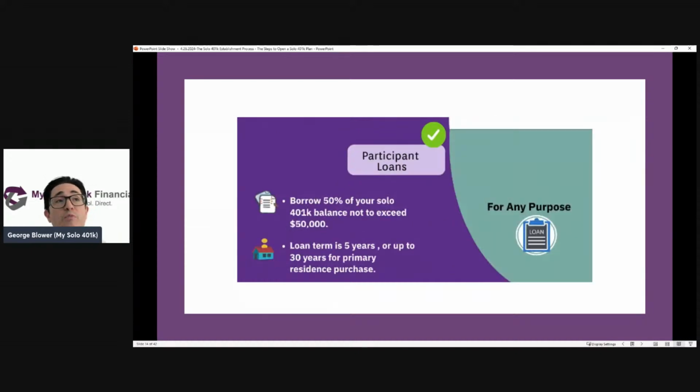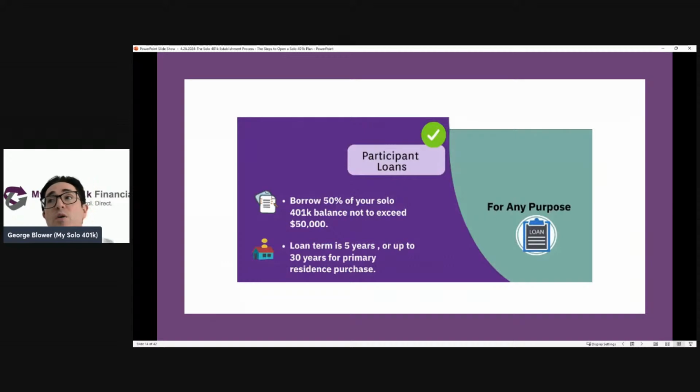Another top feature that will draw clients to set up accounts with us is the fact that our plan allows for participant loans. This is where you're literally taking funds out of your solo 401k and they can be used for any purpose whatsoever. It's not going to be considered a taxable event as long as it's properly documented as a loan. So we handle the loan documentation requirements, as long as it's paid back according to those loan terms.